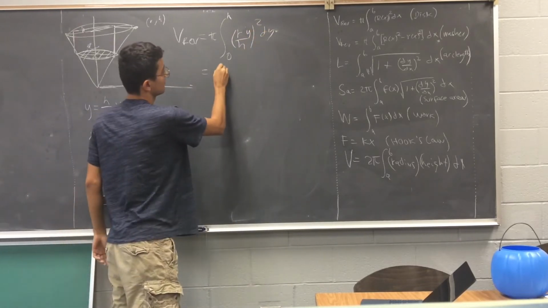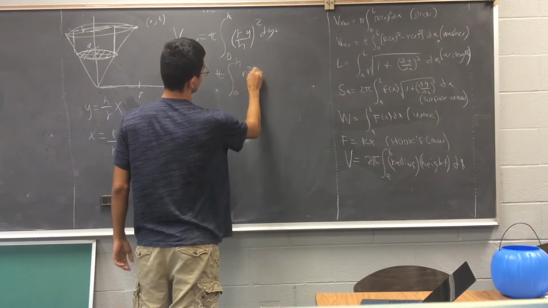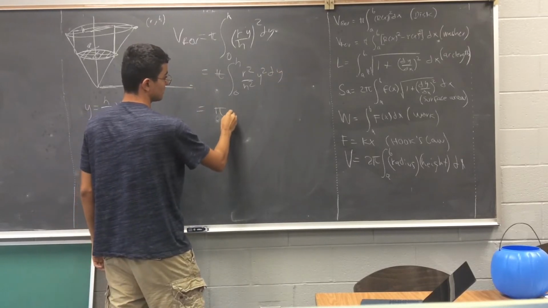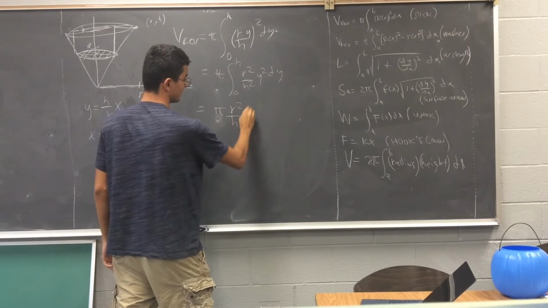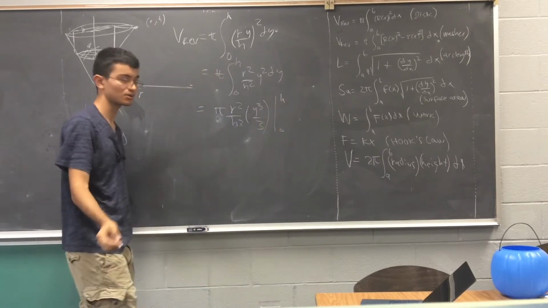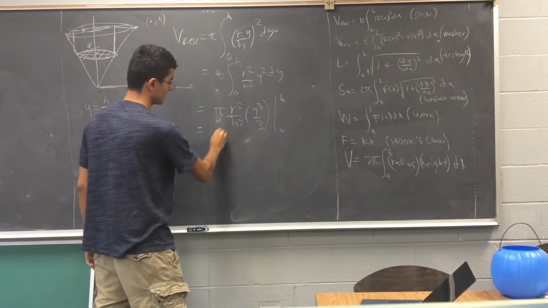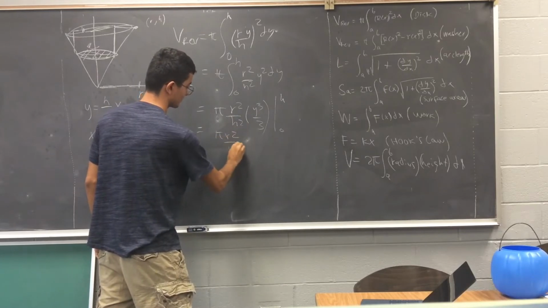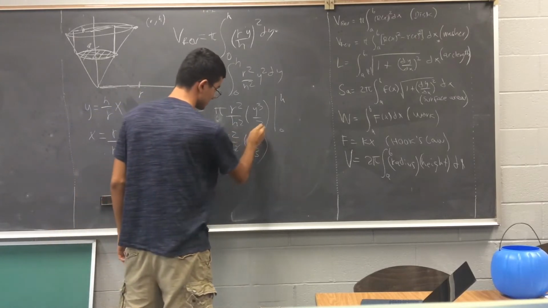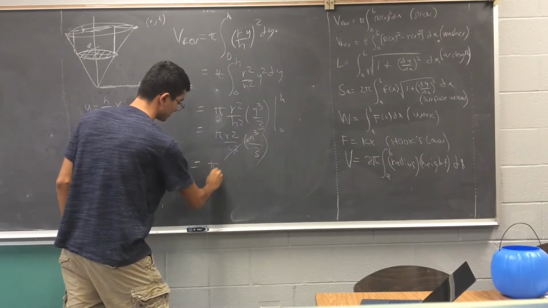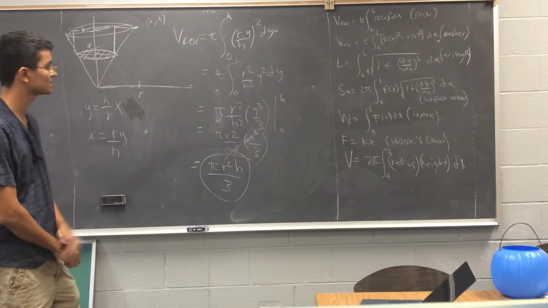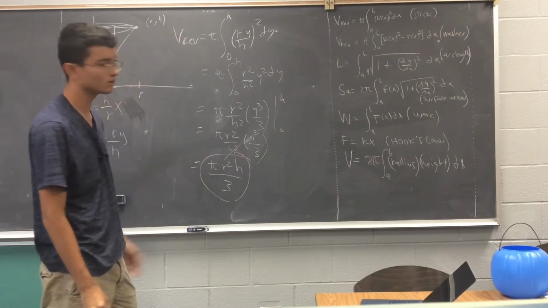So that's going to give us pi times the integral from 0 to h of r squared over h squared y squared dy. That gets us to pi times r squared over h squared times y cubed over 3, from 0 to h. That's going to be equal to pi r squared over h squared times h cubed over 3. And h cubed over h squared, that's going to be h. So the volume is going to be pi r squared h over 3. So we get the same answer for this method. But this is actually a little bit more straightforward, so I'll go with this.